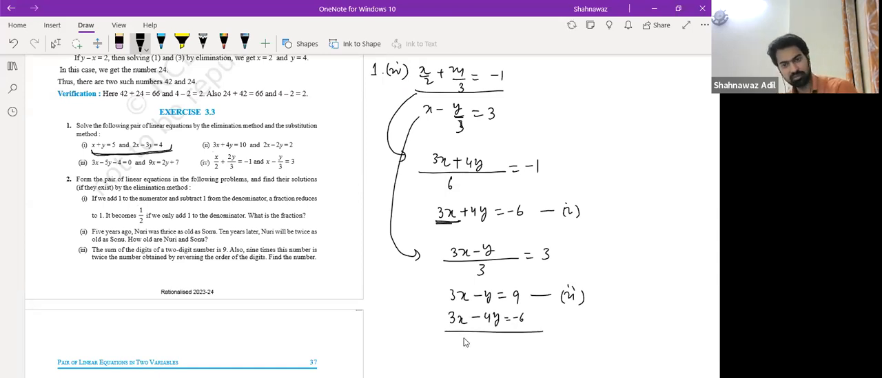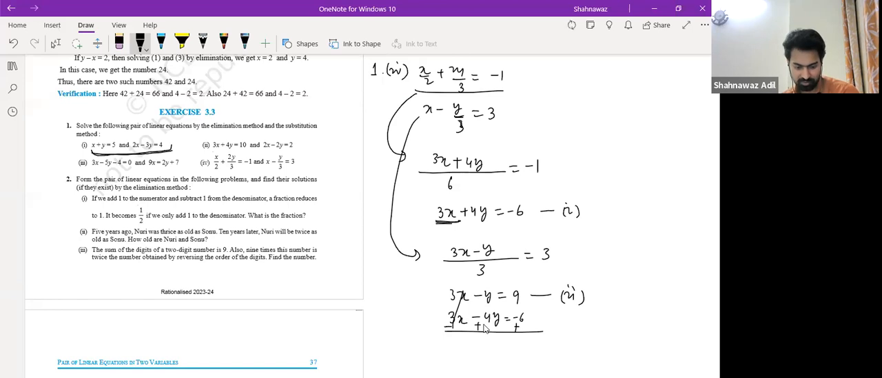Add or subtract? Subtract. There are two options, so if one is not correct, the other will obviously be correct. If we add, 3x plus 3x would be 6x, right? So we have to subtract. So minus this would be plus, this would be plus. This cancels and this is how much? Minus y plus 4y.